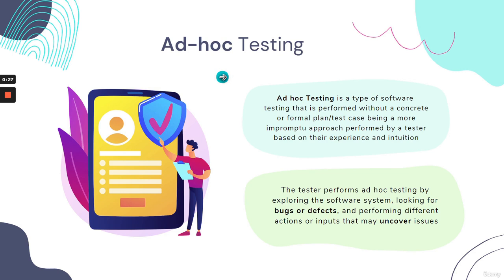The tester during ad hoc testing performs things like exploring the software system and trying out different actions or user inputs that may uncover issues such as bugs or defects. Ad hoc testing is also known as on-the-fly testing. So basically, there really isn't any formal process for it, but it's something that the tester determines themselves to see how it can be tested in different ways.